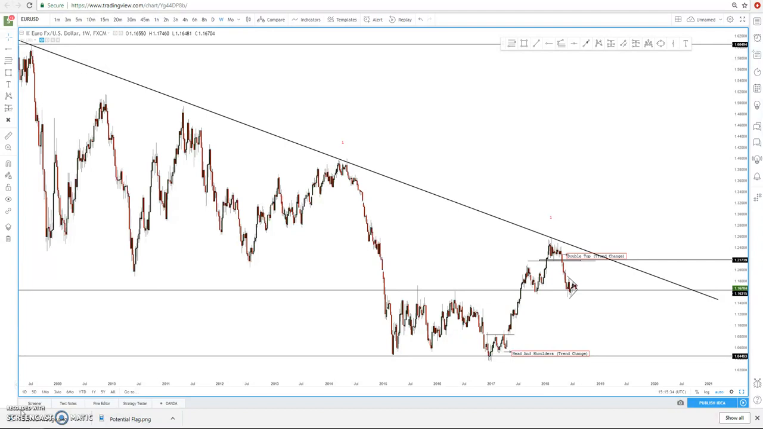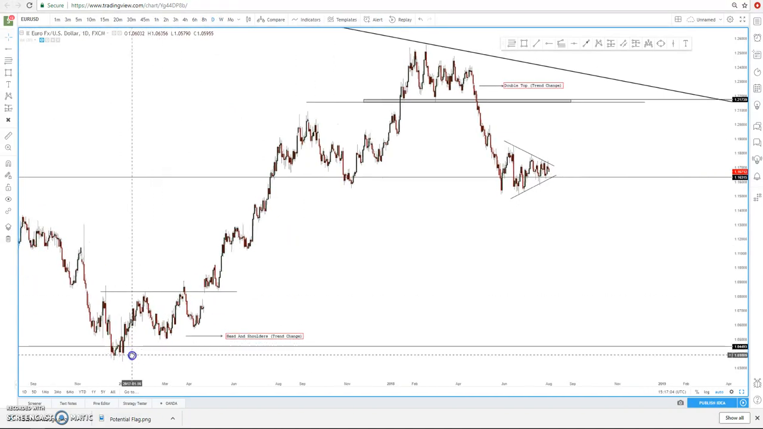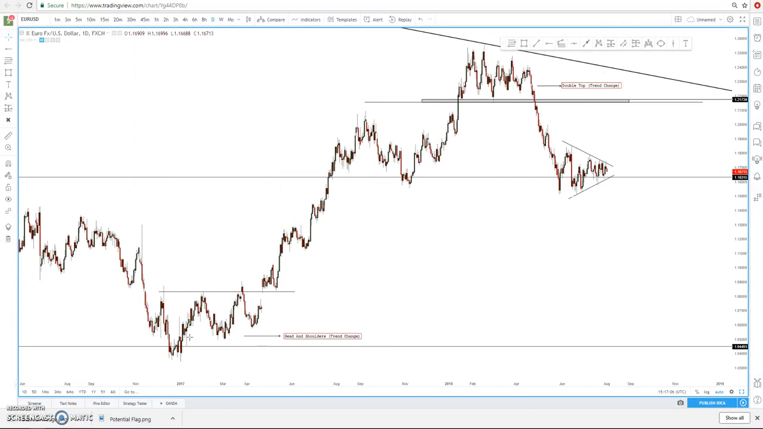So we came down to support, and now just to see what's happening a bit more clearly, let's go on to the daily. Like I showed you before, on the daily chart here at the bottom, when we came down to support from the bottom, we got a head and shoulders, which was a trend change.